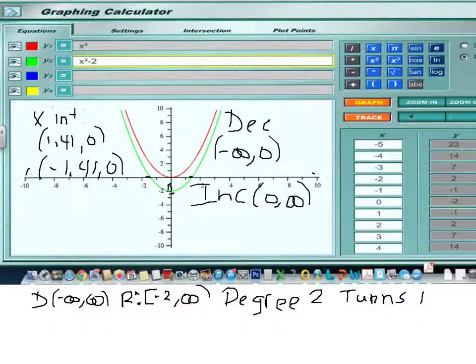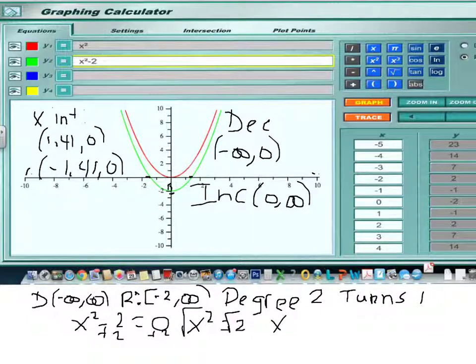You also could have substituted 0 for y and solved. If I can demonstrate that, I could have put my equation x squared minus 2 equal to 0 and solved for x. Remember, if you substitute 0 for y, because y is always 0 on the x-axis, you would have had x squared equals positive 2 when you bring that across the equation. And then take the square root of both sides, so x is equal to plus or minus the square root of 2. And so those are the x-intercepts.